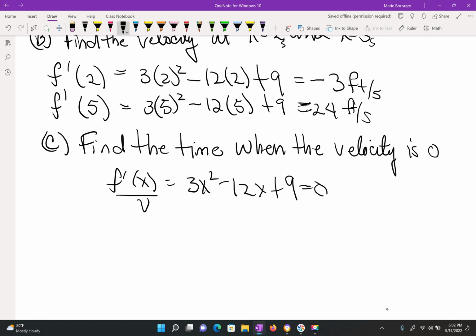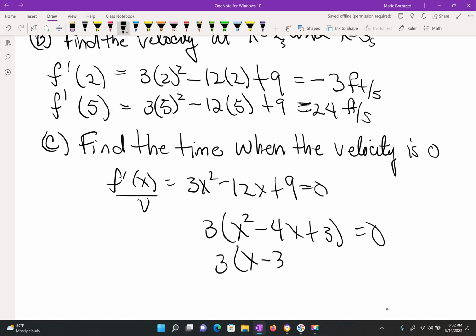is velocity, right? So if I take out a 3, which is common in all three terms, I get x squared minus 4x plus 3, right? And this is equal to 0. And if I factor this further, this is basically x minus 3 times x minus 1. So the values, or the time, in this case, when the velocity is 0, is at x equal to 1 or 3. And all you got to do is set them to 0 and solve.